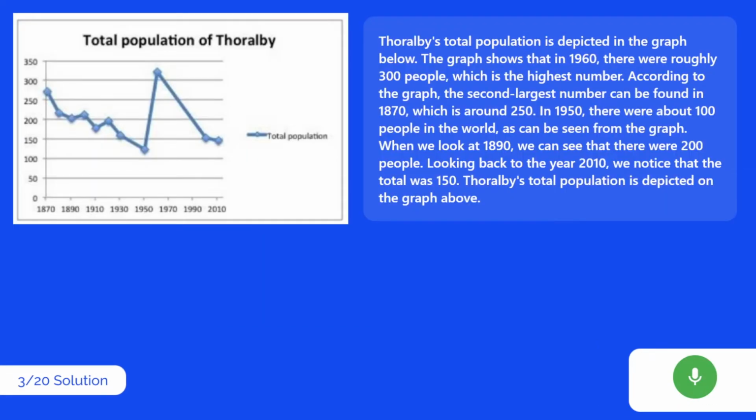Thoralby's total population is depicted in the graph below. The graph shows that in 1960, there were roughly 300 people, which is the highest number. According to the graph, the second largest number can be found in 1870, which is around 250. In 1950, there were about 100 people, as can be seen from the graph. When we look at 1890, we can see that there were 200 people. Looking back to the year 2010, we notice that the total was 150. Thoralby's total population is depicted on the graph above.